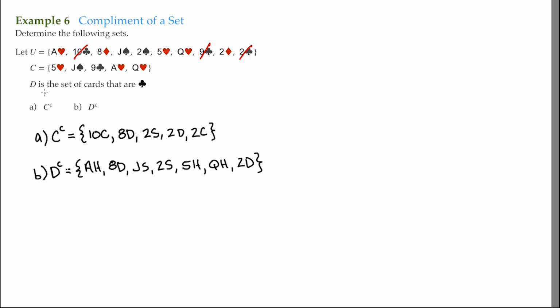So if set D is the set of cards that are clubs, then its complement is everything that is not clubs. And as you can see here, there are no clubs in here. And that's it.